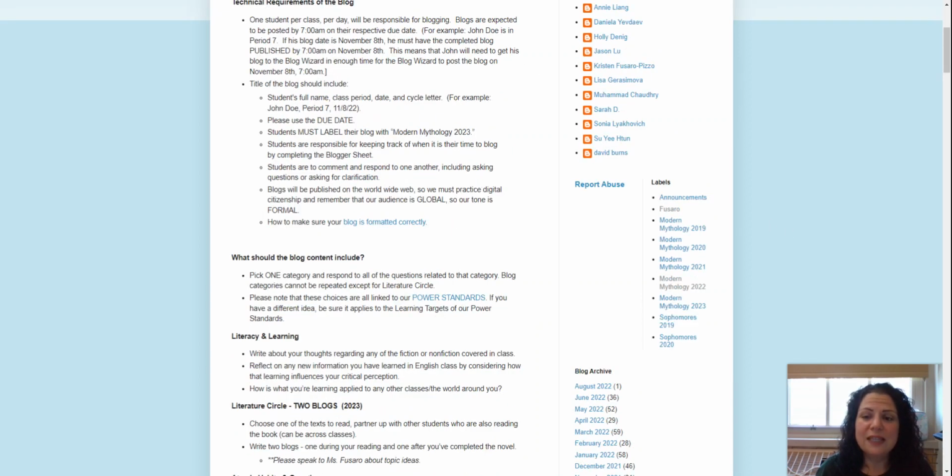You're going to use labels, as you can see on the right-hand side. When you're typing in the blog, there's a label on the right. You're going to type in Modern Mythology 2023. Use that label. This way, when we go back in the future, we can sort through and see the evolution of the blog, and it helps us to discern when that blog was written. You're responsible for keeping track of when it's your time to blog on the blogger sheet.